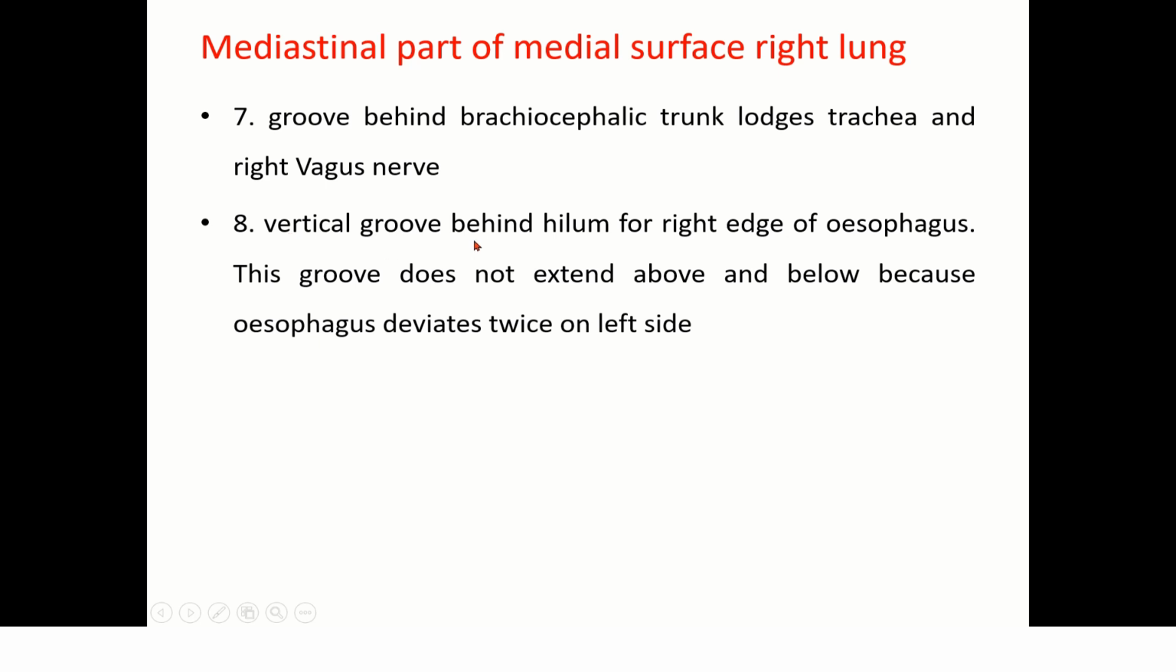And there will be a vertical groove behind the hilum for the right edge of the esophagus. This groove does not extend above and below because the esophagus deviates twice to the left side. So that's why there will be two relations of the esophagus on the mediastinal surface of the left lung.